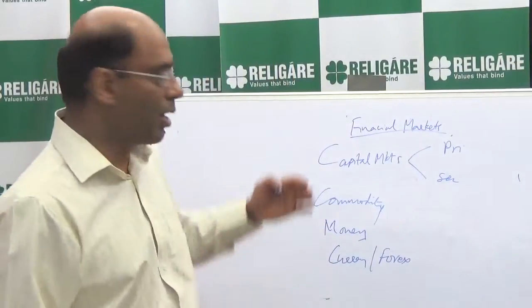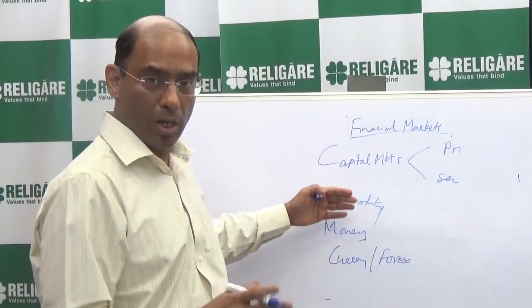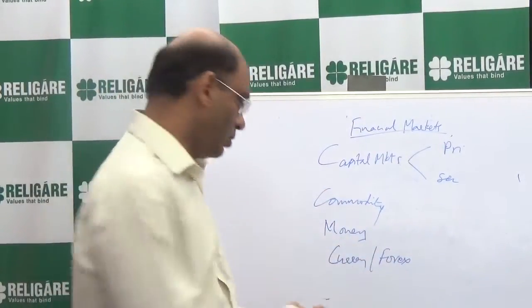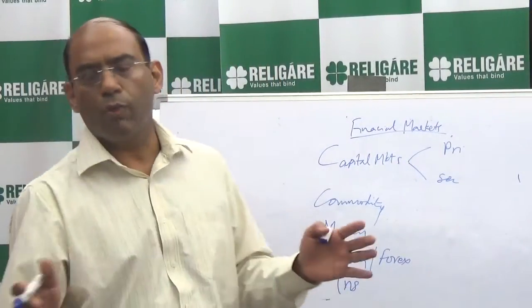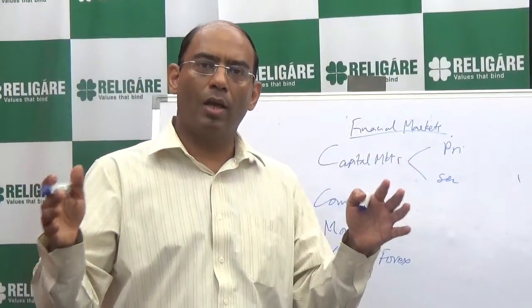So just to reiterate, financial markets are capital markets, commodity markets, money markets, short-term debt financing, currency and forex markets, and as I said, insurance markets. In these 5 markets, you could say that the entire financial market universe gets covered.